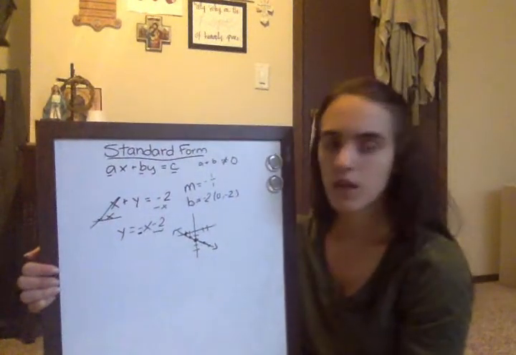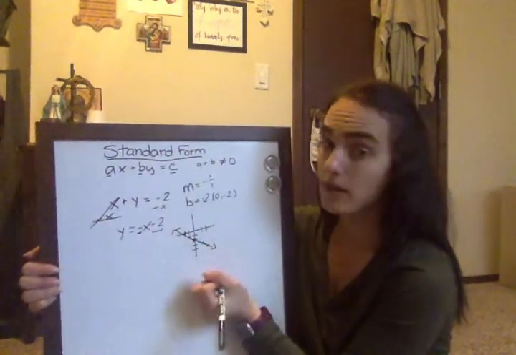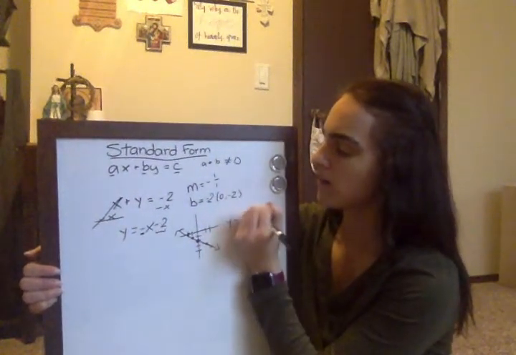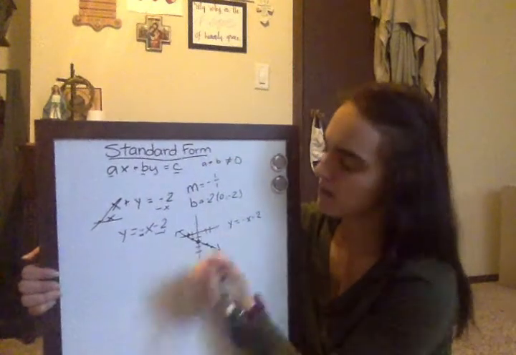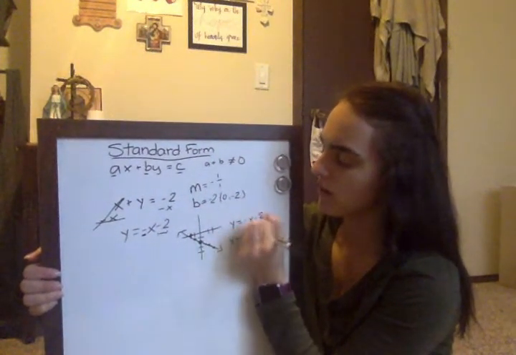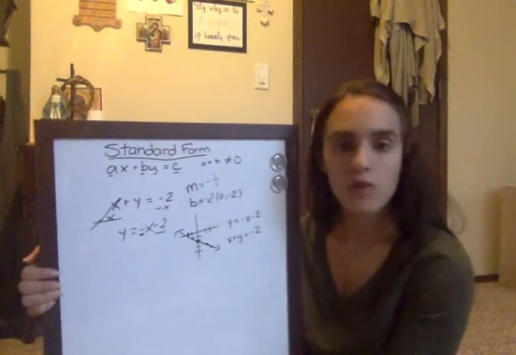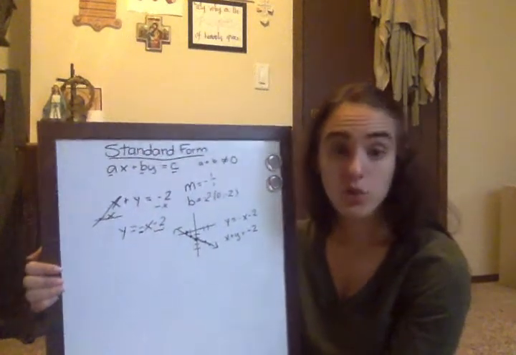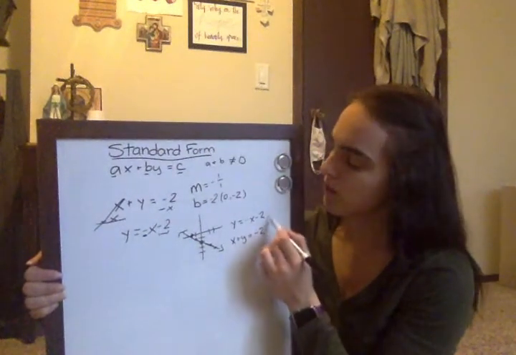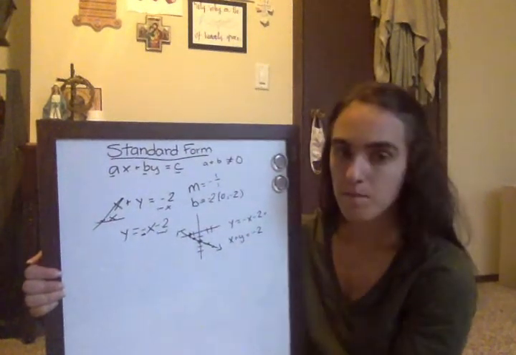And there we go. There's my graph for the equation y equals negative x minus 2. Also my graph for the equation x plus y equals negative 2. So if they asked you to find the equation for a graph and didn't specify what form they wanted, both of these forms would be correct.